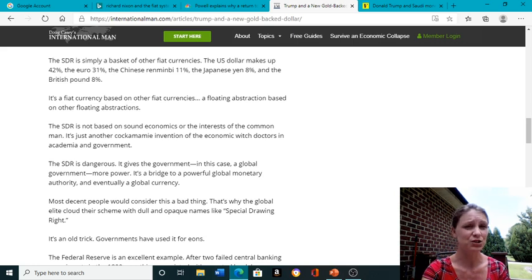The SDR is dangerous. It gives the government, in this case a global government, more power. It's a bridge to a powerful global monetary authority and eventually a global currency. Let's look at that real quick. Why is a one world government, which was a conspiracy theory, why is a one world government and a one world currency and one world military, and one world anything, why is that not okay?